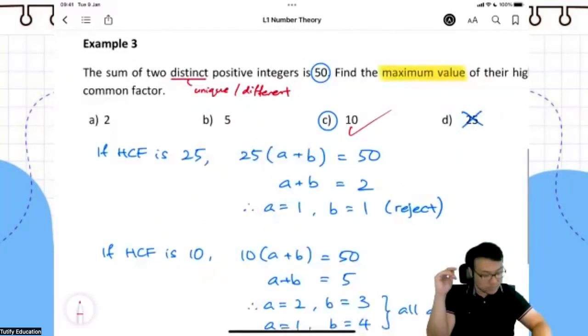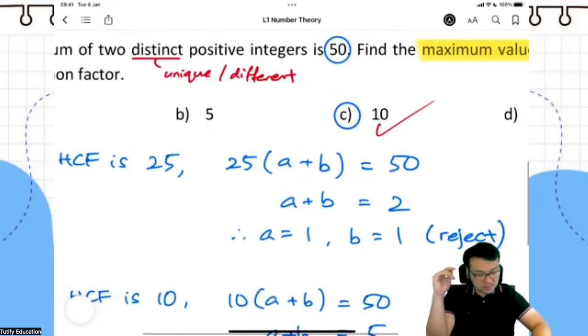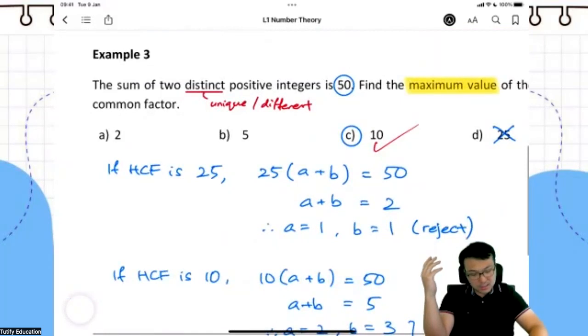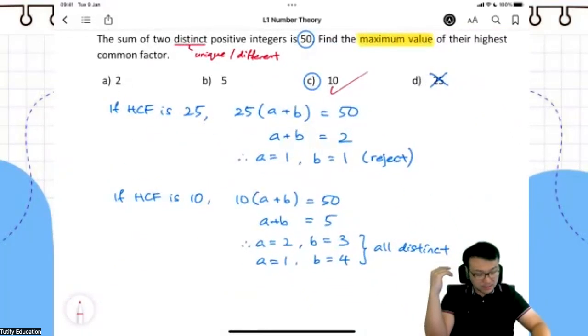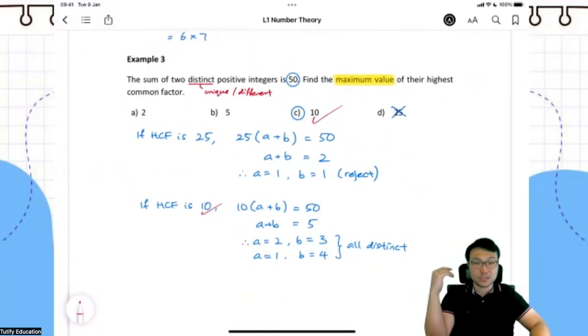Can you see the bracket I'm using? Even though I do not know what these numbers are, I'm just going to test. I start with this. The question already said that the sum is 50, right? Then I just need to test whether the answer is going to be distinct. If it is not distinct, then I don't want it because the question says distinct. But now I got something which is distinct. So therefore, this is the correct answer. Any questions? Raise your hand.